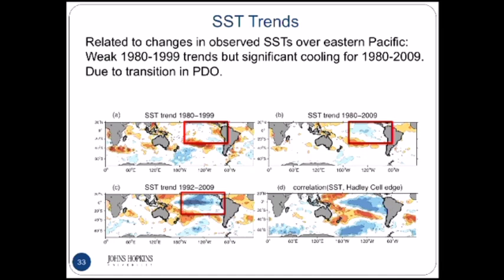Well, my box has moved a little bit. So let's see what I'm showing here. So this is the trend. Sorry, that red box should be in a different location.